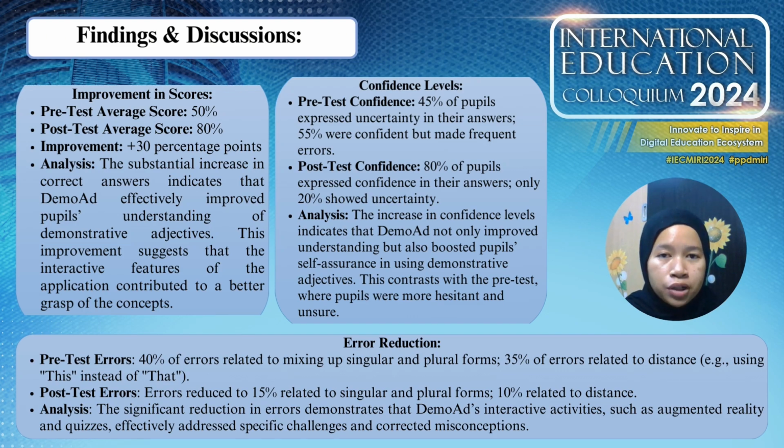I have made an observation of the pupils in the classroom during the lesson. And then the error reduction. For the pretest errors, there were 40% of errors related to mixing up singular and plural forms. And then in the post-test, it reduced to 15% related to singular and plural form. So the significant reduction in errors demonstrates that DemoAd interactive activities such as AR, which is augmented reality, and quizzes effectively addressed the errors that they had made in the first place.